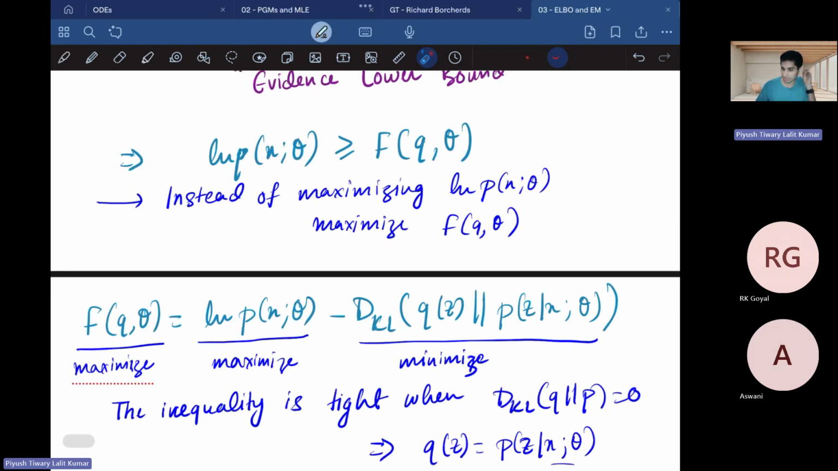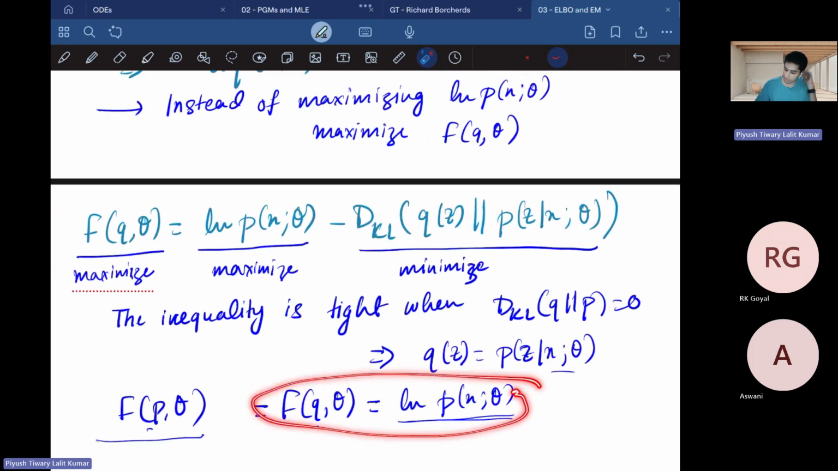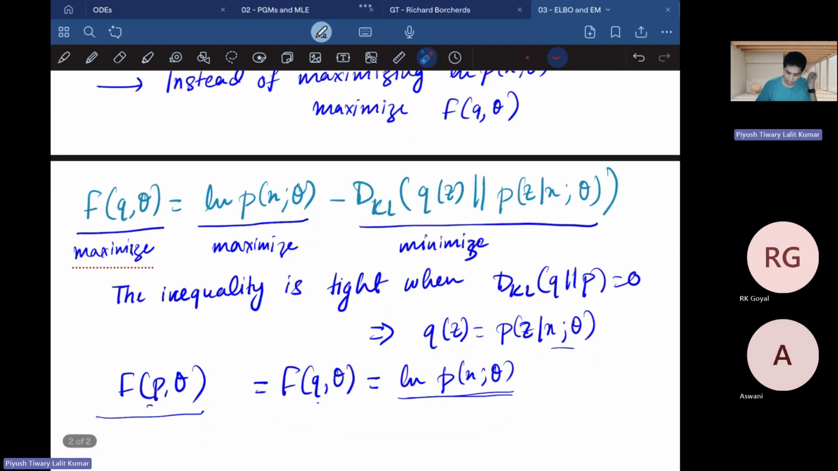It will do two optimizations. First, it will optimize Q by making it equal to this distribution so that the KL divergence term dies out and both of these things become equal. Once these two things are equal, it will fix Q and then optimize only on theta, and then we will alternate. First we'll fix theta, substitute Q to be this thing. Then we will fix Q, optimize theta by maximizing the ELBO. Again, we will fix theta and substitute Q to be this thing. Again, do optimization on theta and so on and so forth.